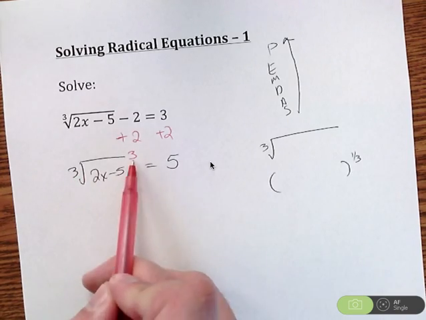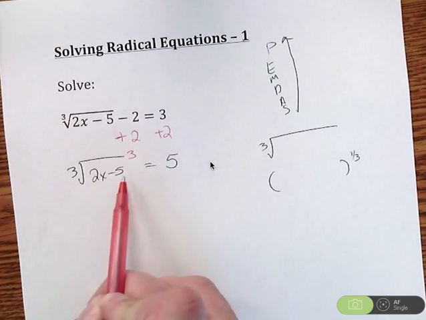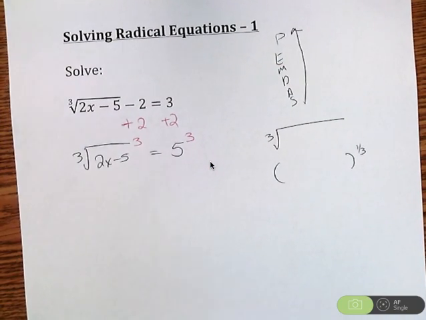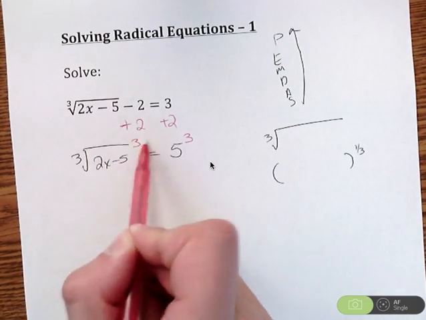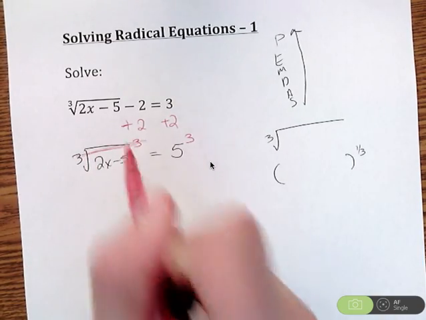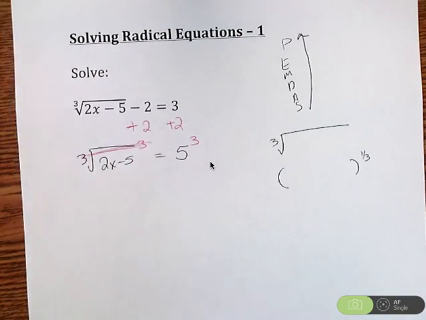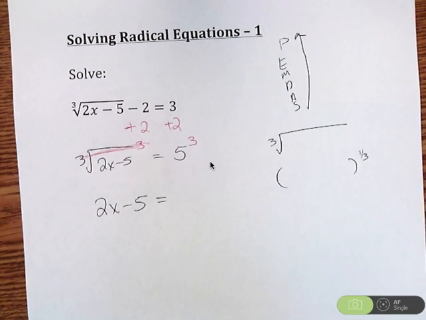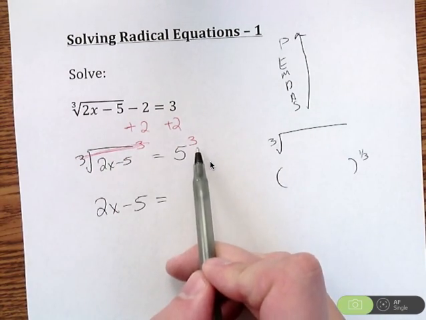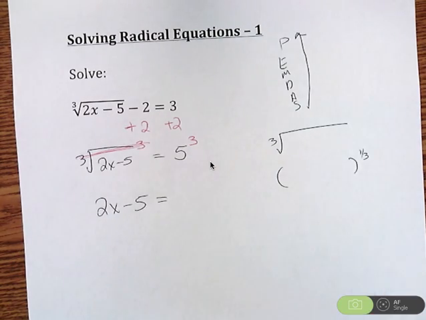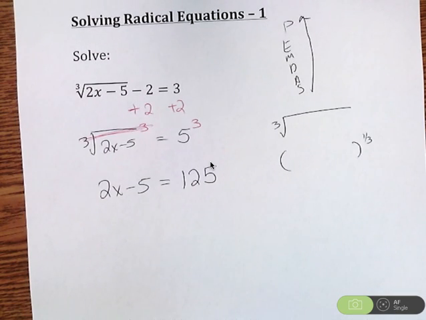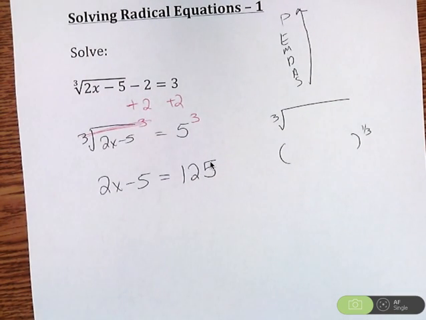So the opposite of a cube root is cubing. If you cube the left side, we have to cube the right side. So because these are inverse operations, the cube root and the cube is gone. So we're left with 2x minus 5. And on the right side, we have 5 to the 3rd power, which 5 times 5 times 5, everybody knows is 125. Next, it really became a nice and easy Algebra 1 problem.